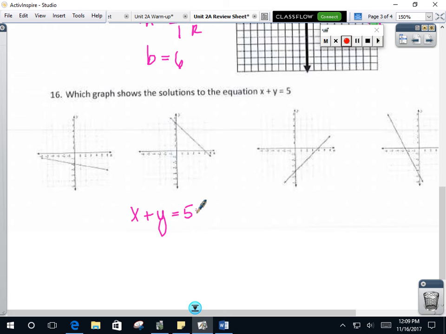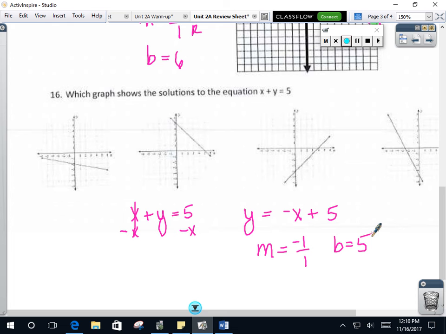Get y by itself. So what do? Subtract the x, and it becomes y equals 5 minus x, or like Jade was saying, you could go ahead and reverse the order and put your mx first and your b second. So what is my slope? Right, and what is my y-intercept?